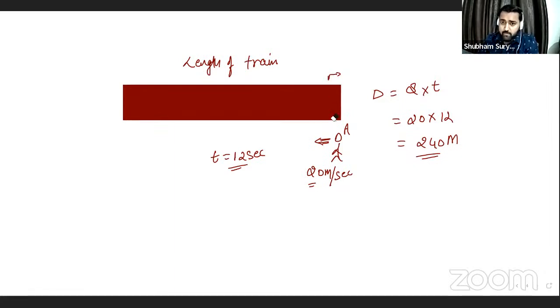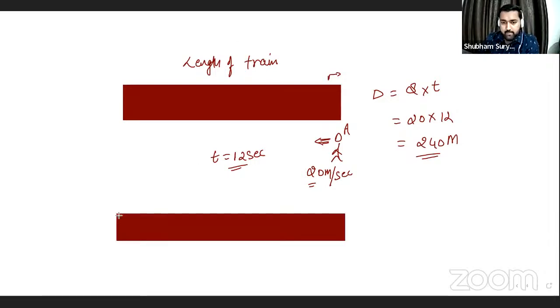कैसे? They'll say that the person is not moving. Okay, person is not moving, the train is moving, guys. So let's say now in this scenario the train is moving towards right with the speed of 20 meters per second and there's a person standing over here. Okay, and the train is taking a total of t is equal to 12 seconds to cross this particular person.